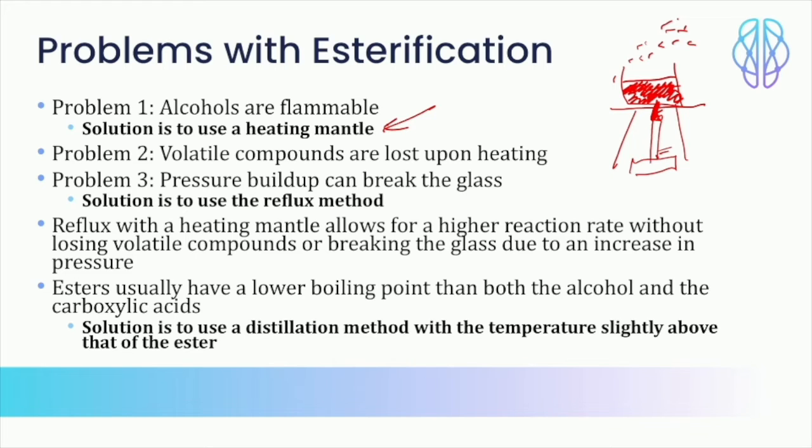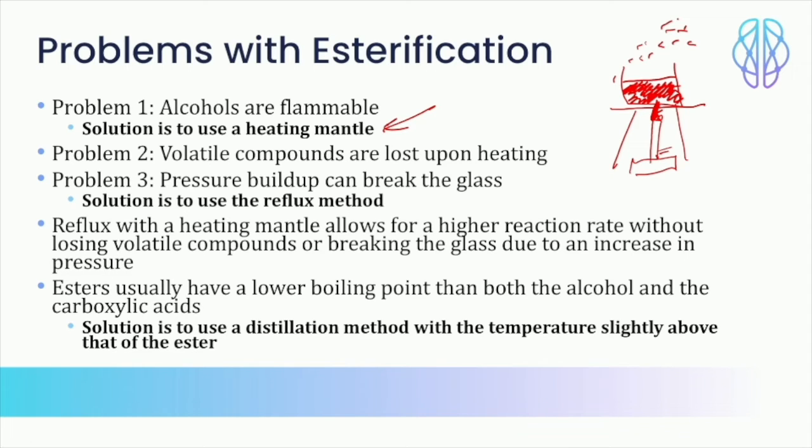Number three, pressure buildup. So we have all this gas or vapor that's forming. If we keep just burning and burning away with the carboxylic acid and the alcohol, the eventual increase in pressure will cause the glass to break, and that's catastrophic because that might create a flame then, because you have loose alcohol and carboxylic acids everywhere.